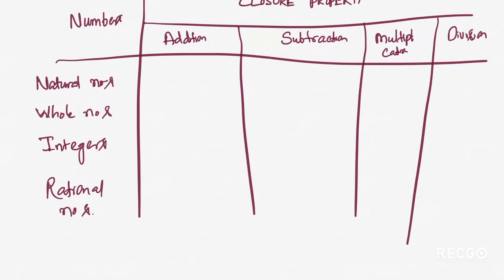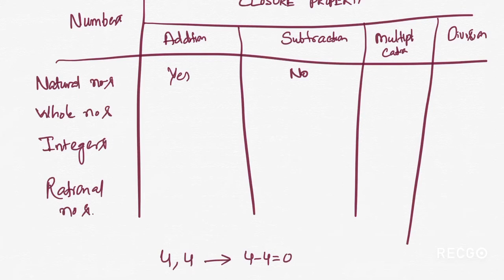Come on students, tell whether closure property under addition will be applicable to natural numbers or not. Yes or no. Yes. If 3 plus 4 is equal to 7, 7 is also a natural number. And subtraction, no. Take an example. Suppose 4 is a natural number. 4 minus 4 equals 0.